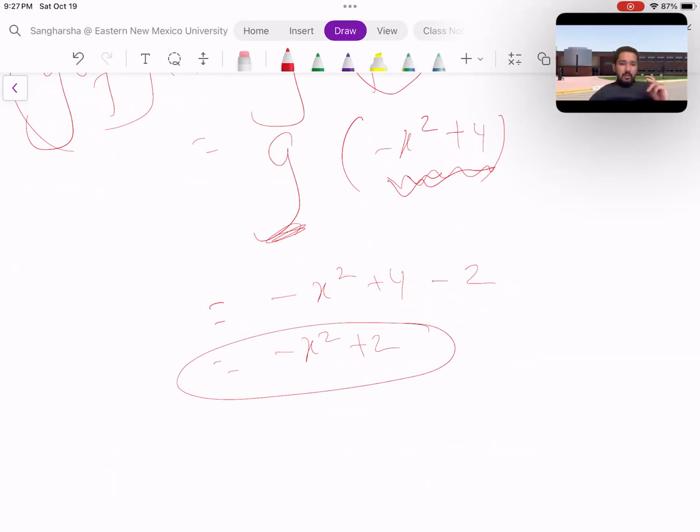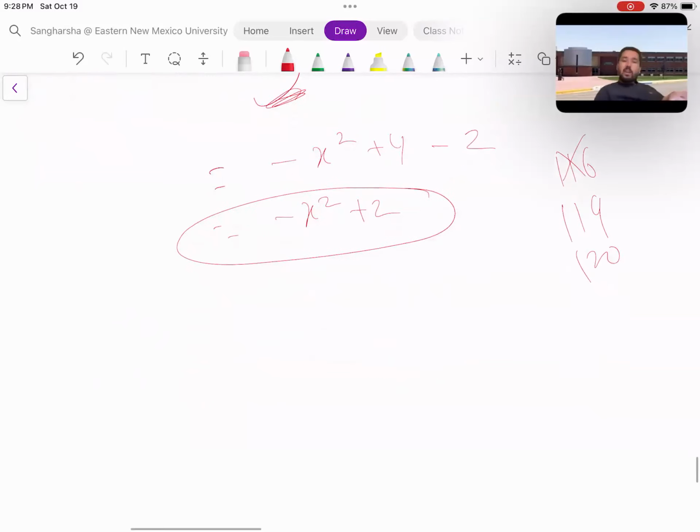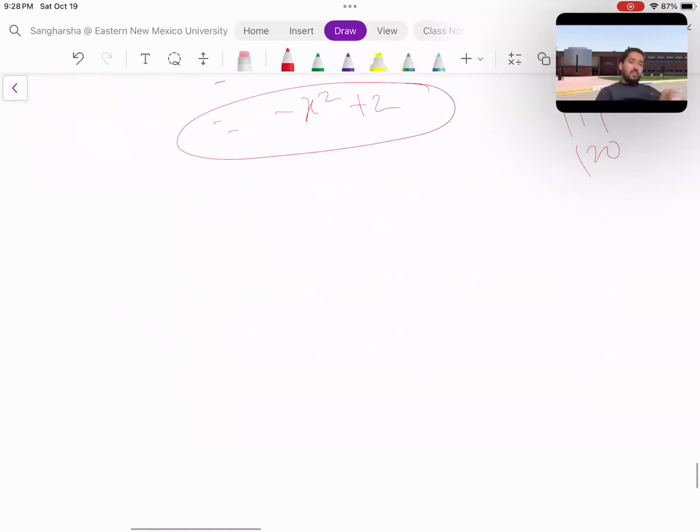So now 116, 119, 120. Okay, let's see what we have in 116. Yeah, it's a different function, but f composite g, g composite f. Okay, I'm gonna skip this one. Out of 119 and 120, you will have one. Okay, you will be asked to find the difference quotient for sure. So I'm gonna do one. I'll do 119 and 120 is for you.